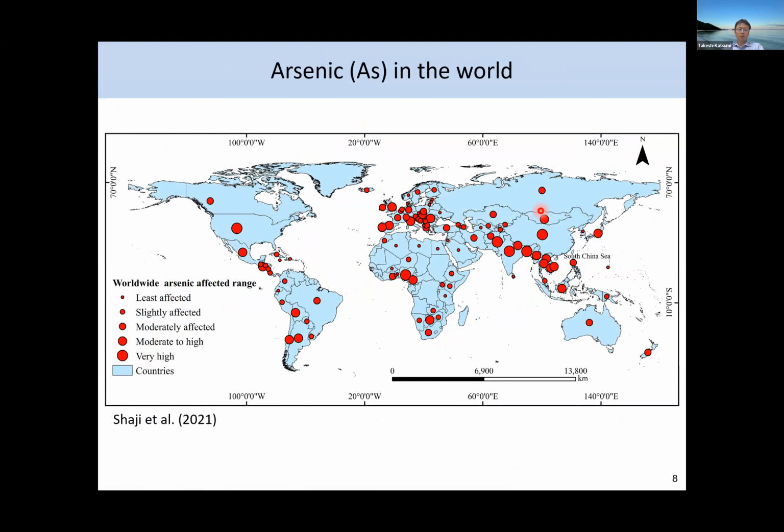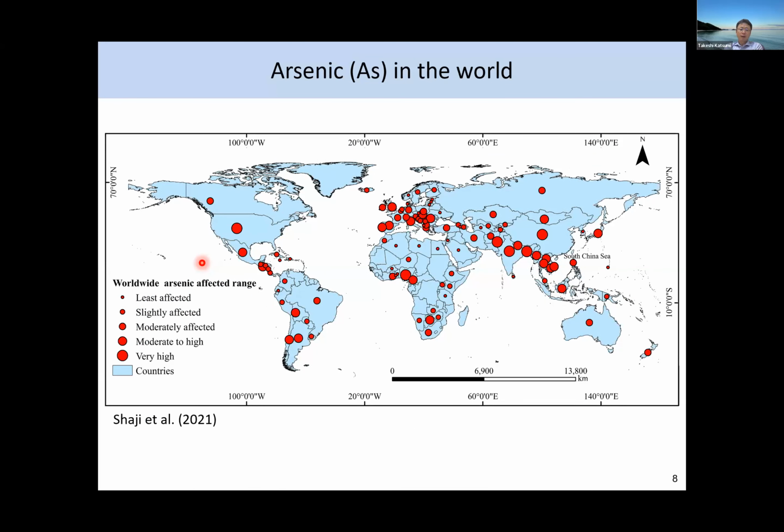And this is the map cited by one professor, introducing the arsenic affected ranges. You can find that there are many places which are affected by arsenic in groundwater. So this map is focusing on the groundwater, and I focus on the soils, but they are close.